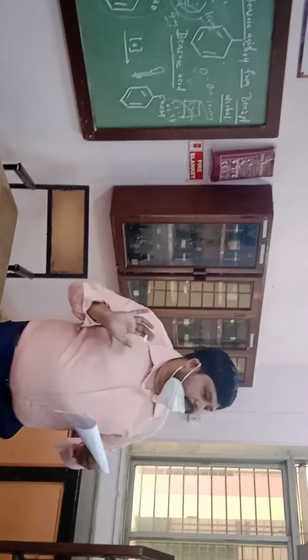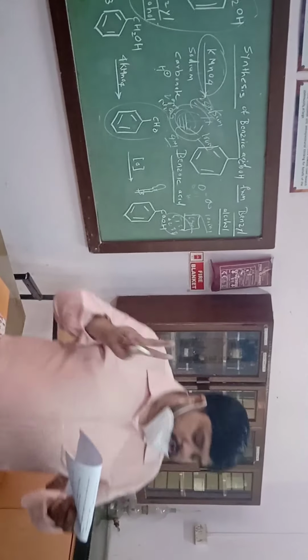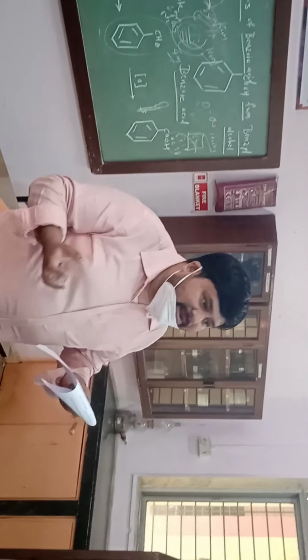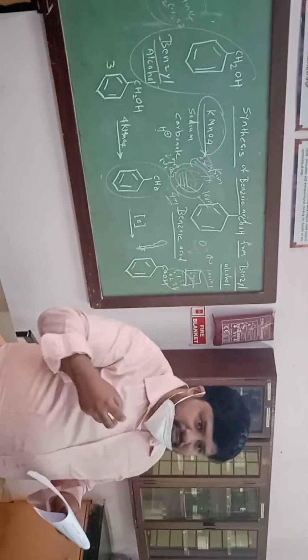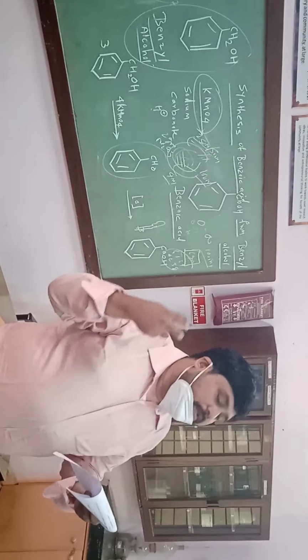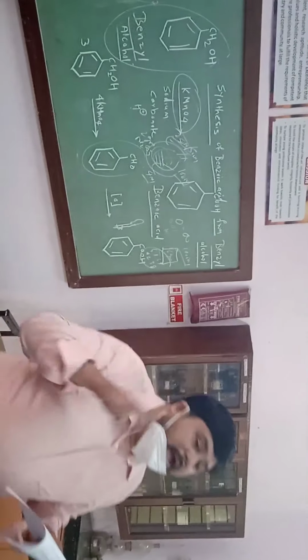I am dividing the experiment into 3 parts. First, you prepare your reaction mixture. What you have to do? Prepare a KMnO4 solution. If it is ready to use, then directly use the KMnO4 solution. Otherwise, you weigh 6 gram of potassium permanganate and dissolve it in 100 ml distilled water.